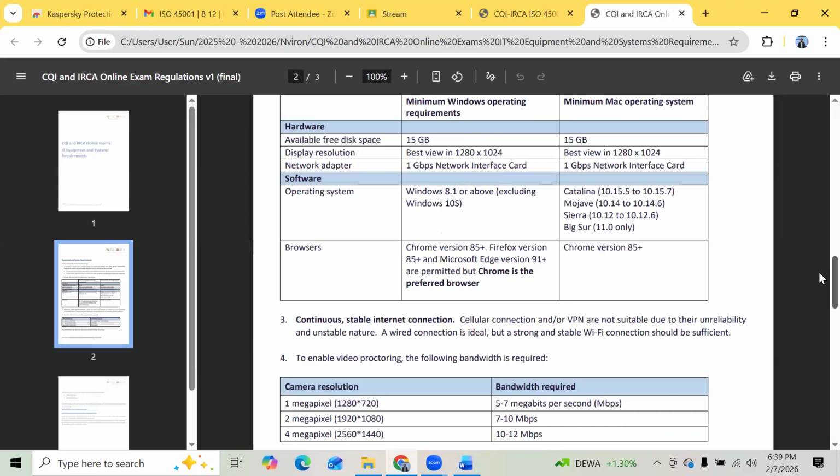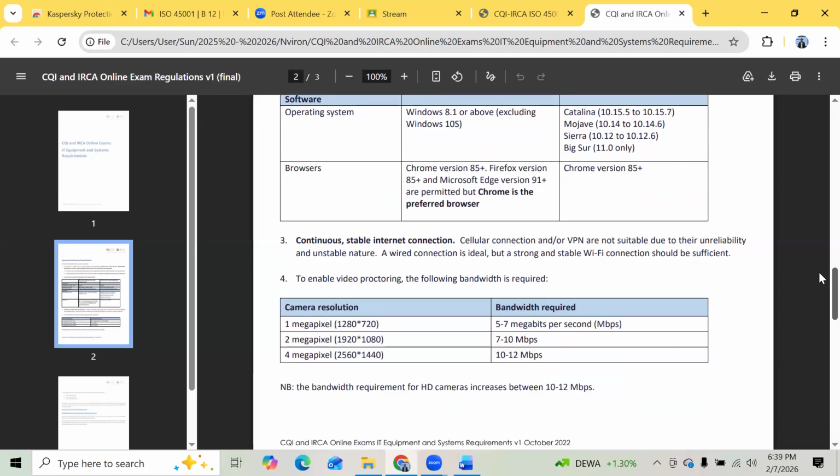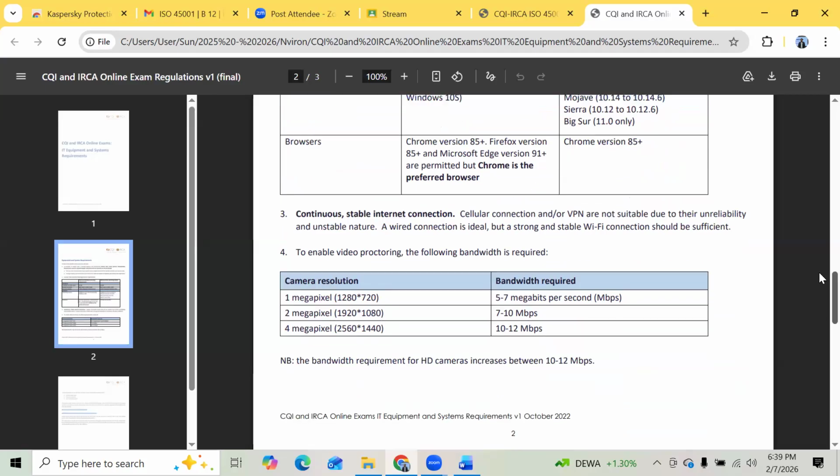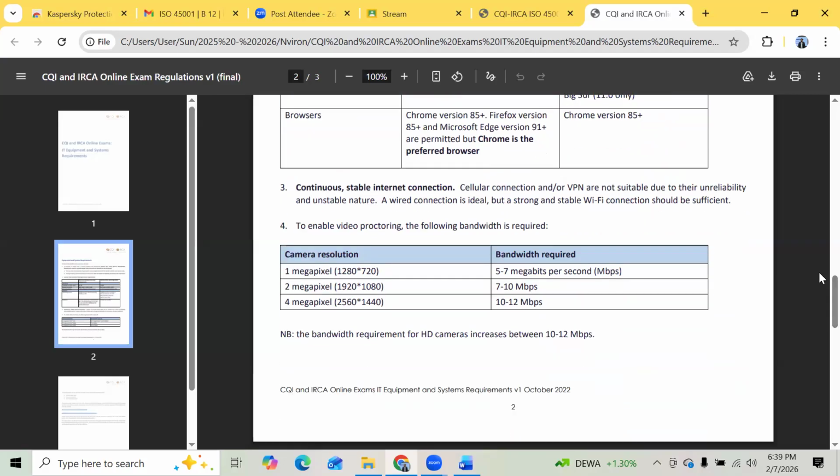Cellular and/or VPN connections are not suitable due to their unreliability and unstable nature. A wired connection is ideal, but a strong and stable Wi-Fi connection should be sufficient. And to enable video proctoring, this is the bandwidth required based on the camera resolution you may have.